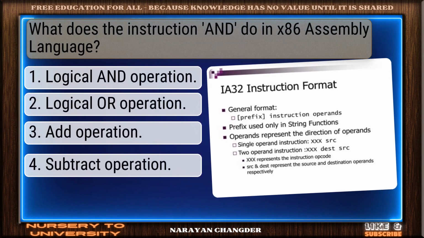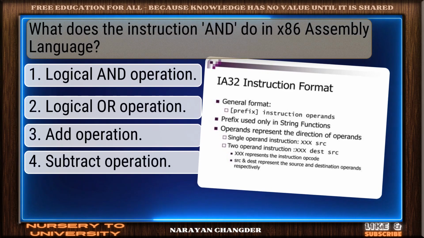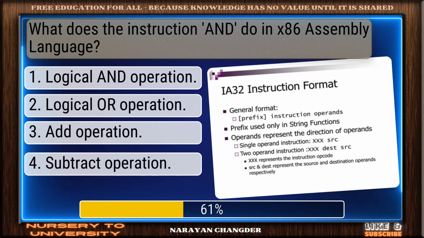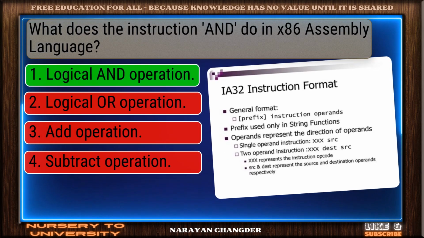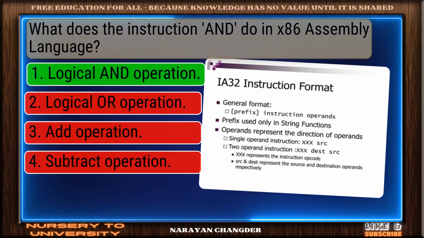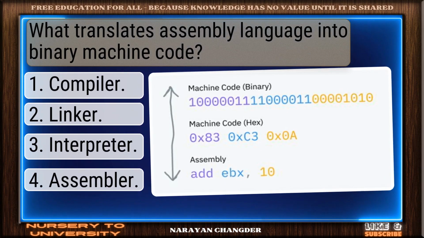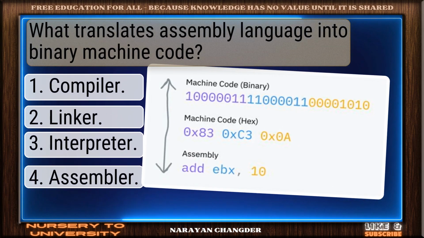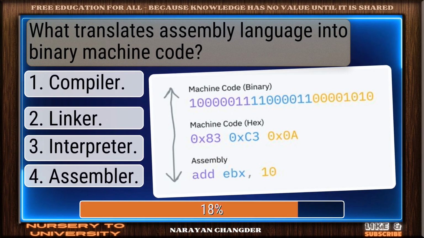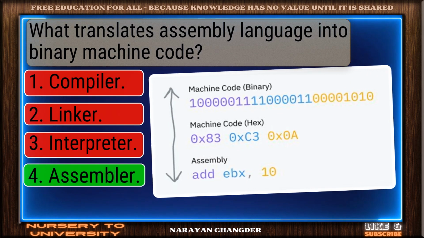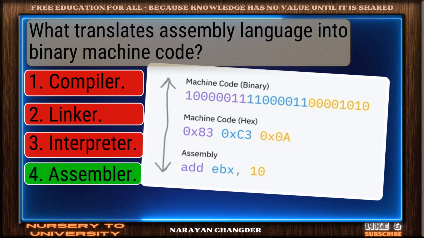Question number 31. What does the instruction AND do in x86 assembly language? Great thinking. Logical AND operation is the right choice. Question number 32. What translates assembly language into binary machine code? Good thinking. Assembler is the right answer.